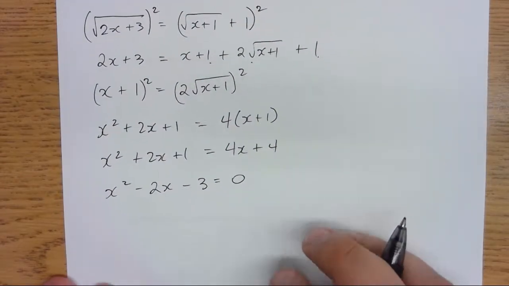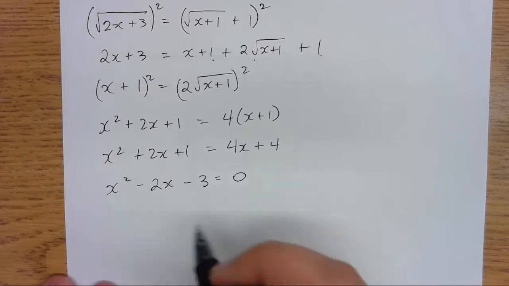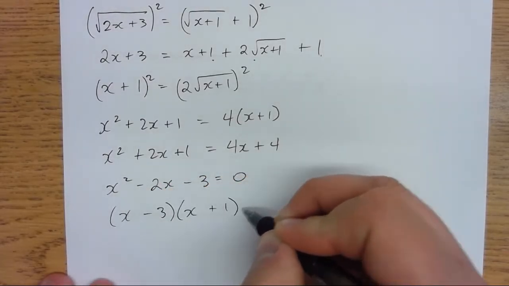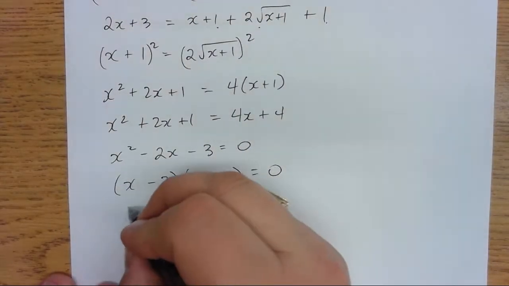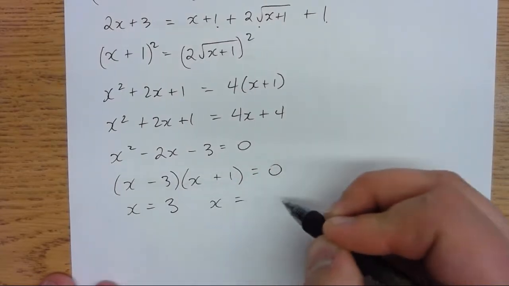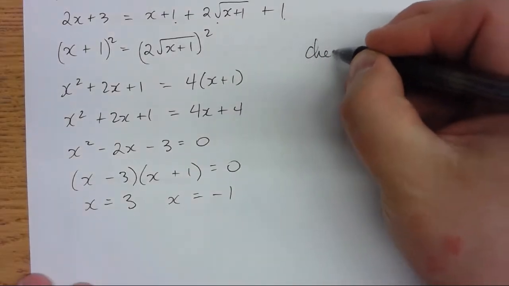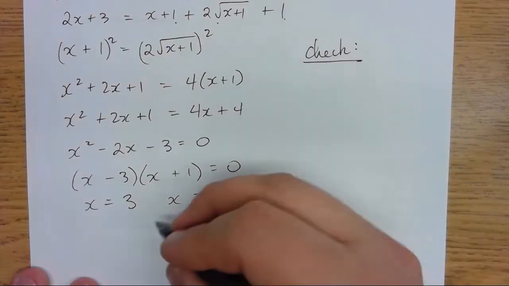And then you always check to see, does that factor? If it doesn't, you could break out the quadratic formula. But this does happen to factor. x minus 3 and x plus 1 are my two factors. So then x would equal 3 and x would equal negative 1 are my two answers. But I do have to check to see if those answers actually exist or if they're extraneous. So I'll check the x equals 3 first.